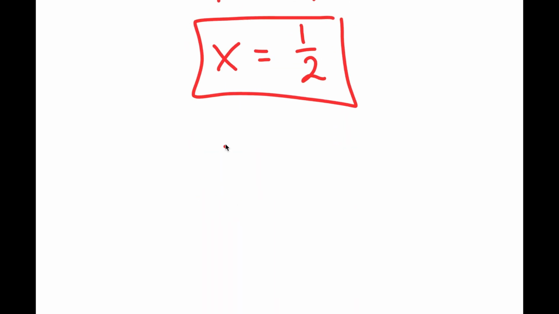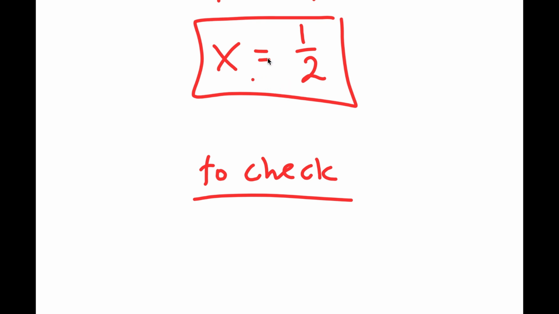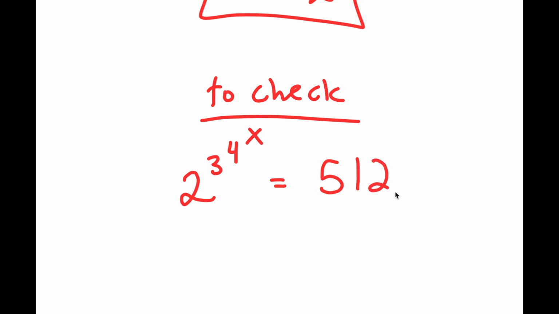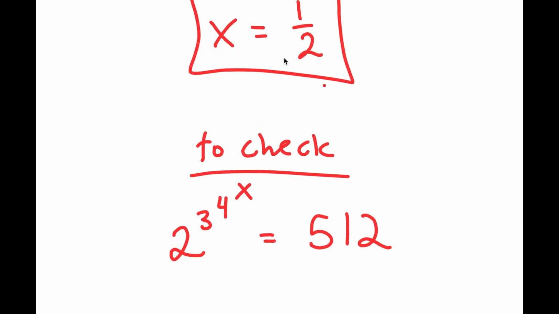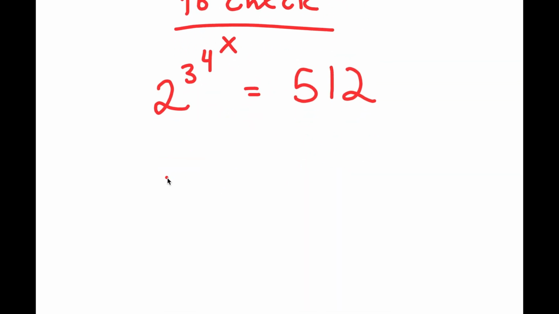So now from here, I'm going to check to see if my solution is true. My equation is 2 to the power of 3 to the power of 4 to the power of x is equal to 512. Now, x is 1/2, so I get 2 to the power of 3 to the power of 4 to the power of 1/2 is equal to 512.